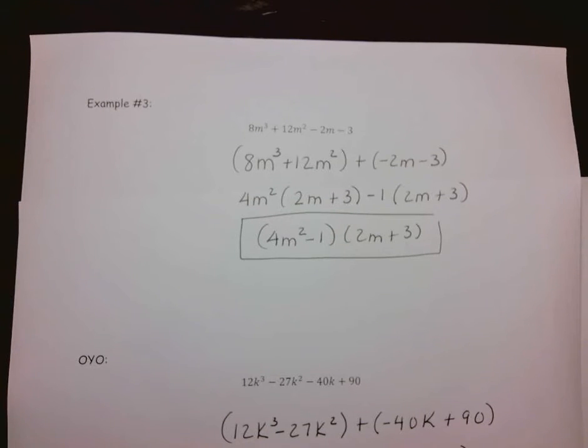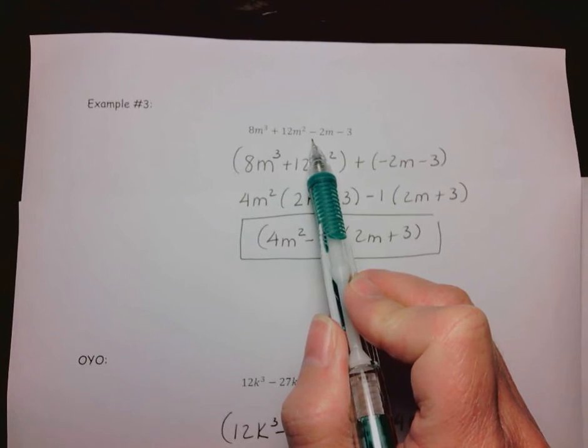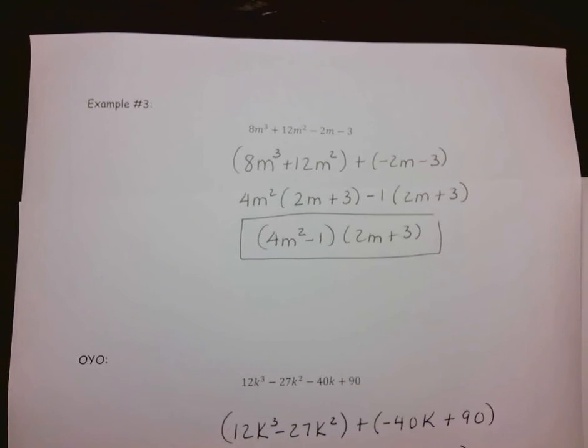And finally, example number 3. This is the exact same process, except I want to make sure you understand what to do when you have this negative here, because that can get a little tricky. So again, the first step is always to factor out any greatest common factor first at the very beginning if possible. Now here I don't have anything that I can factor out, so I'm going to go ahead and go straight into factoring by grouping.